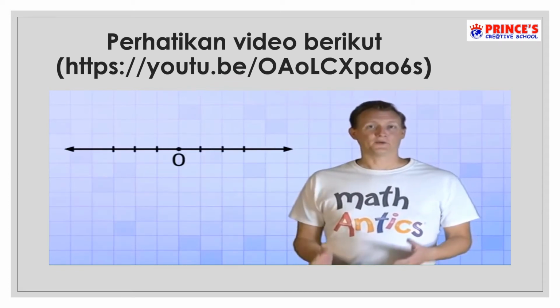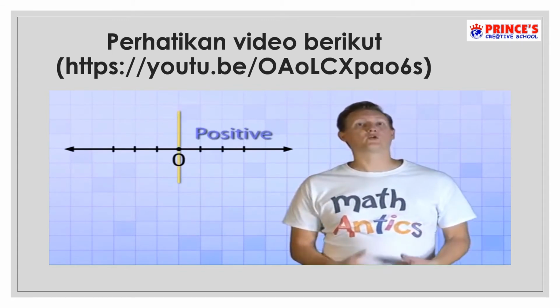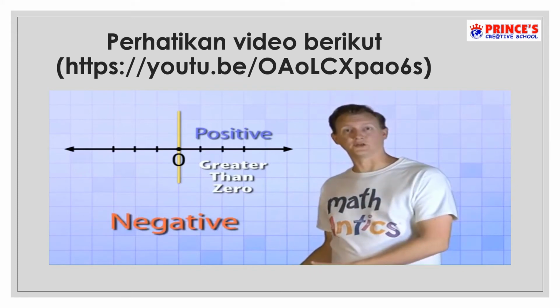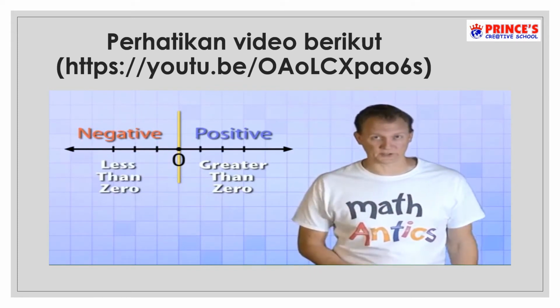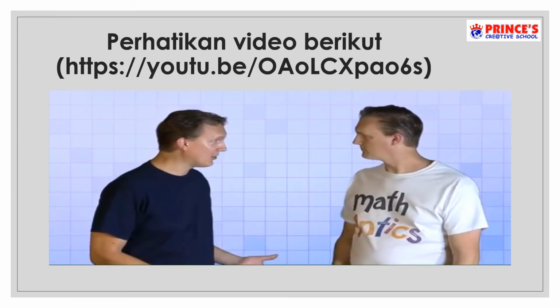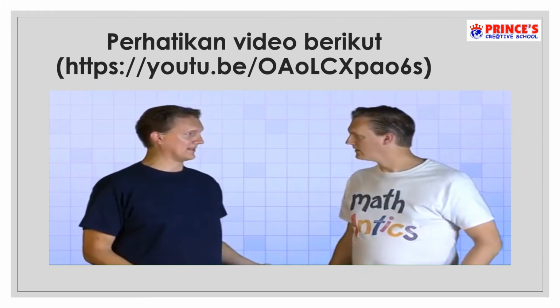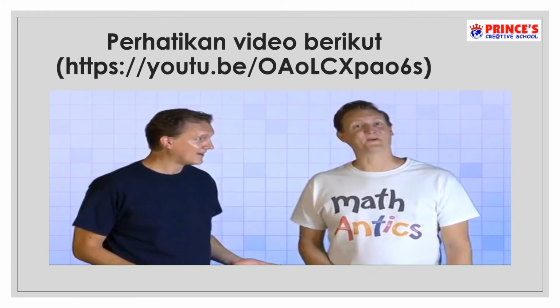All right, so the positive integers are on the right side of 0 on the number line, which means they're all greater than 0. And the negative integers are all on the left side of 0 on the number line, which means they're all less than 0. Wait, hold on a second. Less than 0? How can any number be less than 0? I mean, doesn't 0 mean nothing? That's a good question.